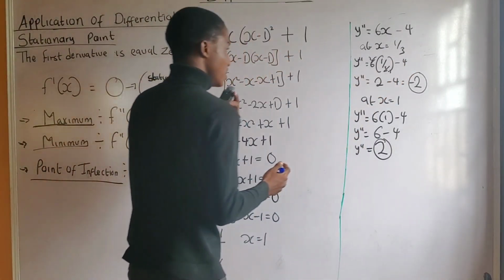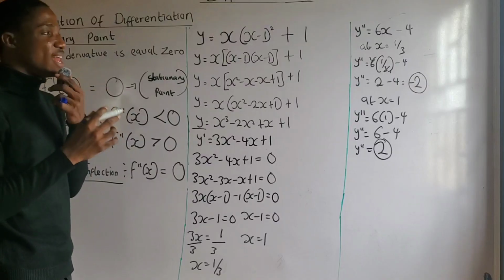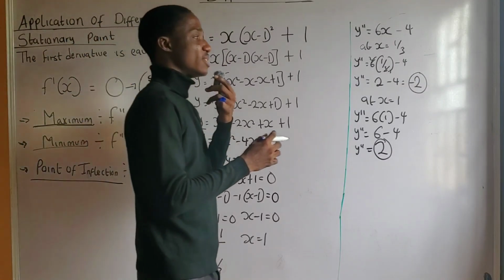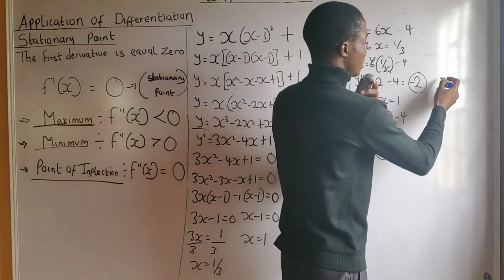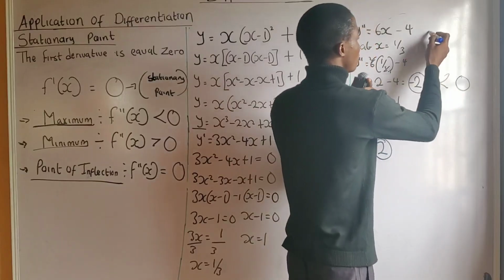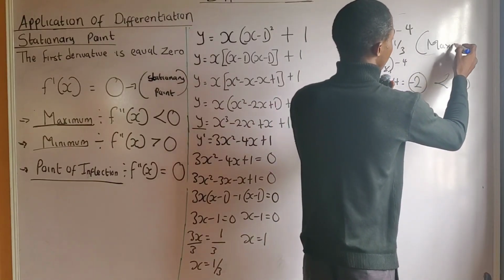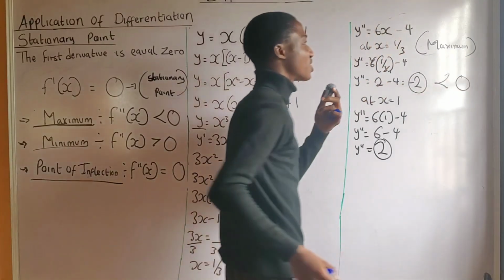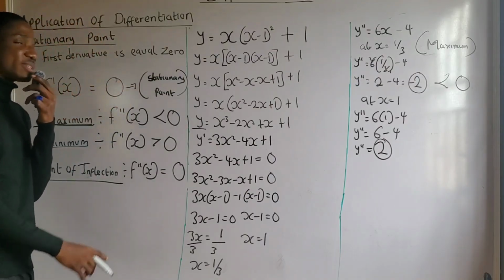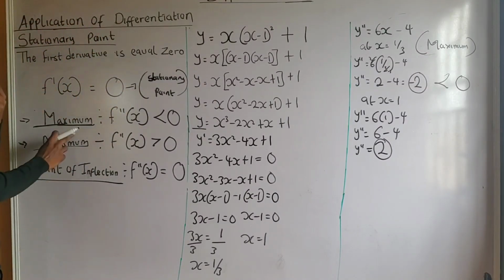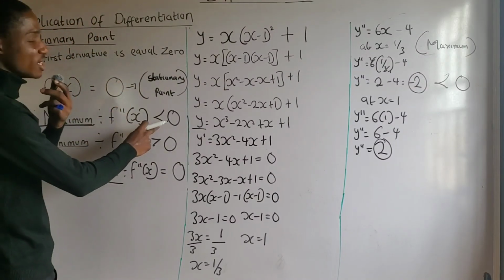Now, at x equals 1 over 3, the second derivative is less than 0. Negative 2 is less than 0. So this point is a maximum. The stationary point x equals 1 over 3 is a maximum because the second derivative of the function is less than 0.